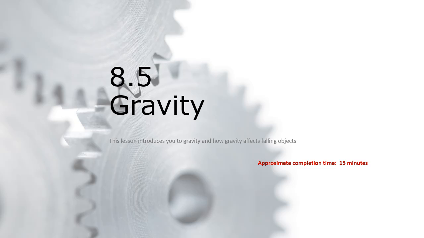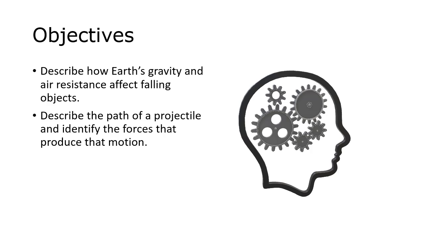This lesson will introduce you to gravity and how gravity affects falling objects. The duration of this lesson is approximately 15 minutes. By the end of the lesson, you should be able to describe how Earth's gravity and air resistance affect falling objects. Describe the path of a projectile and identify the forces that produce that motion.